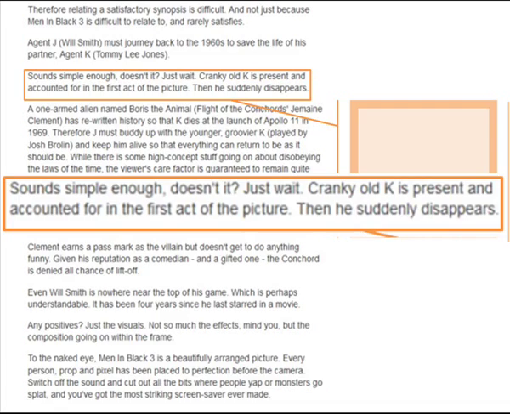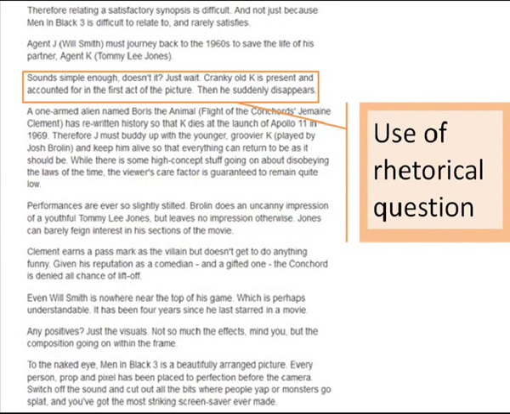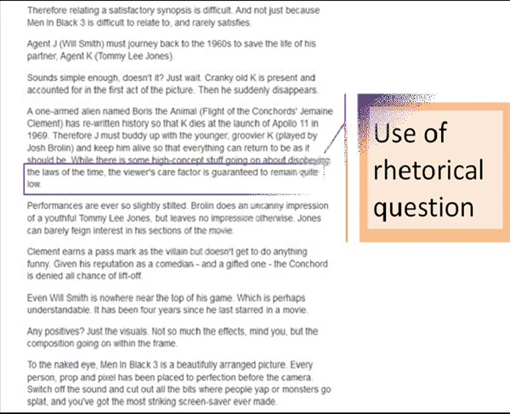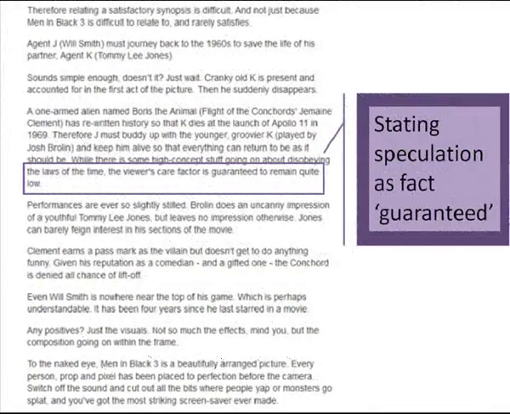Rhetorical questions are often used in persuasive text to get the audience to think beyond the words written on the page. In this review, the author states speculation as fact, thus not allowing an alternative view to even register.